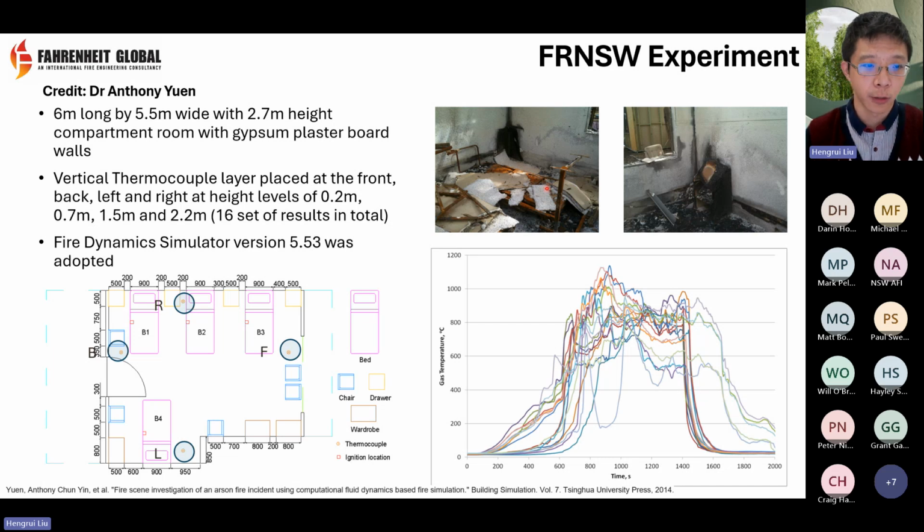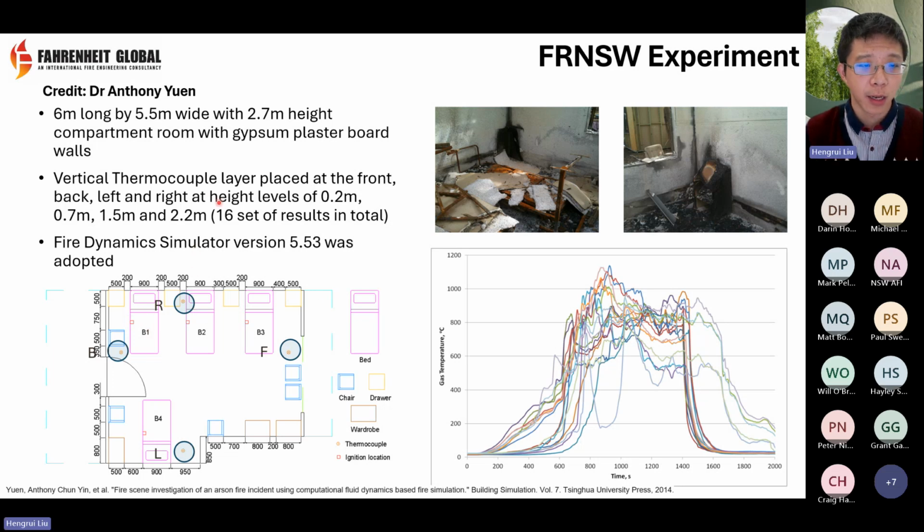As we said, we did a collaborating experimental study with FRNSW New South Wales. This is the experimental study we have. We installed thermocouples around the whole room itself. This is the experimental data we obtained at the time, and we used this experimental data to validate our simulation model. We want to make sure that our model is doing the right thing and reflecting the right physics.